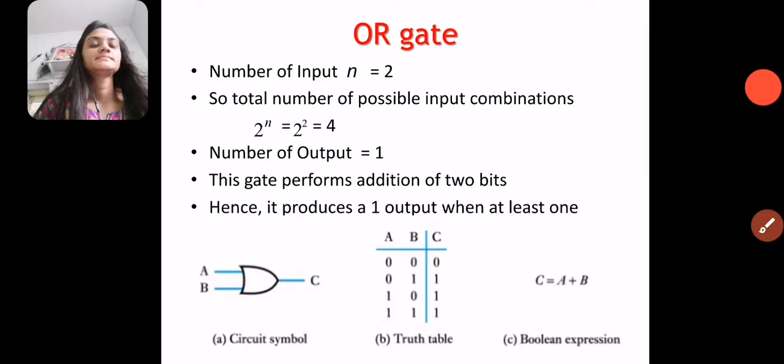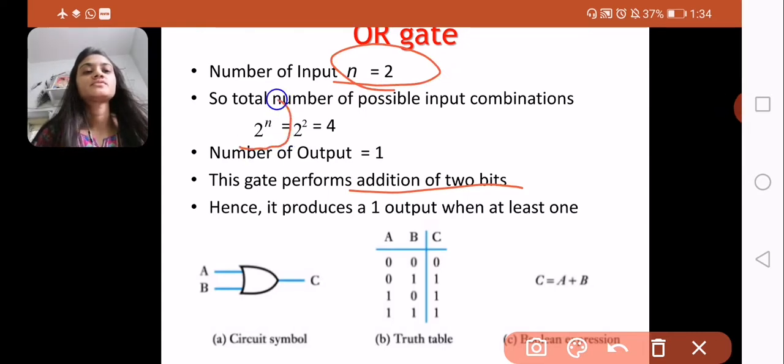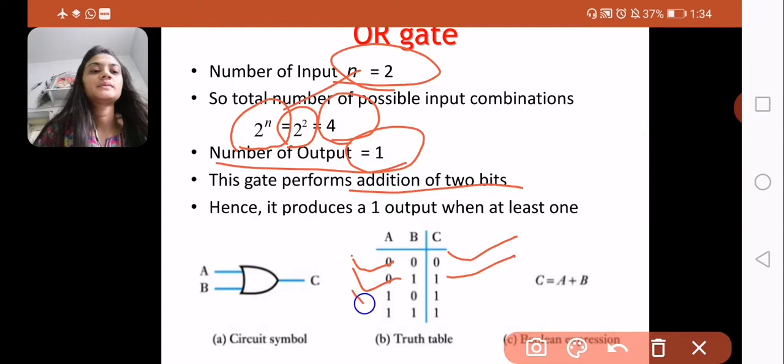Let us see the next gate, that is OR gate. OR gate means addition of 2 bits. Number of inputs is 2, hence 2 raised to n, where n is 2, 2 raised to 2 gives 4, and number of outputs is 1. So here we have to perform addition. See in the truth table, first case 0 plus 0 will produce 0. 0 plus 1 will produce 1. 1 plus 0 will produce 1. And in the last case, 1 plus 1 will produce 1.